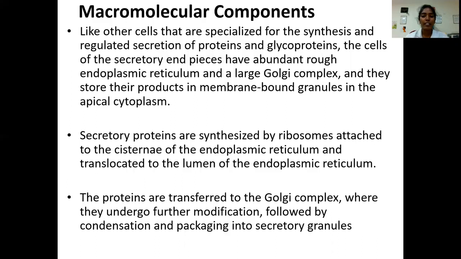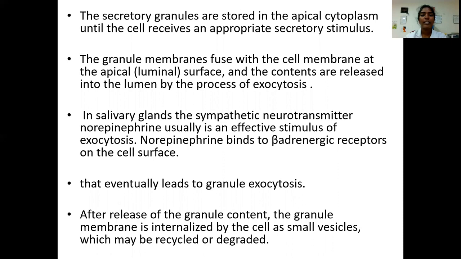Secretory proteins are synthesized by ribosomes attached to the cytosolic face of the endoplasmic reticulum and translocated to the lumen of the endoplasmic reticulum. The proteins are transferred to the Golgi complex where they undergo further modification, followed by condensation and packing into the secretory granules. The secretory granules are stored in the apical cytoplasm until the cell receives an appropriate secretory stimulus. The granule membranes fuse with the cell membrane at the apical surface and their contents are released into the lumen by the process of exocytosis.